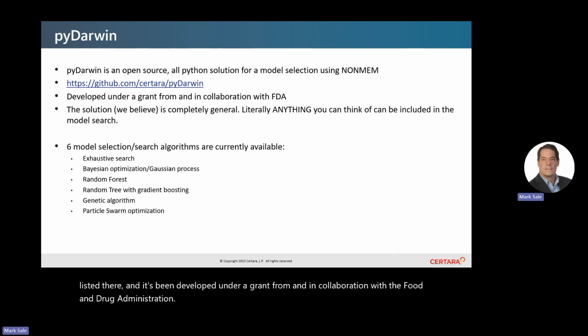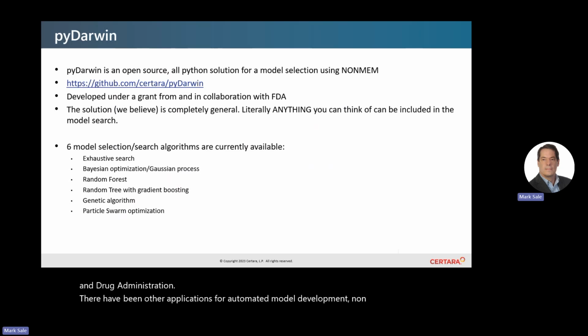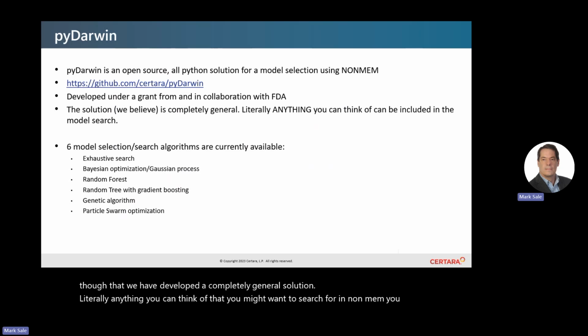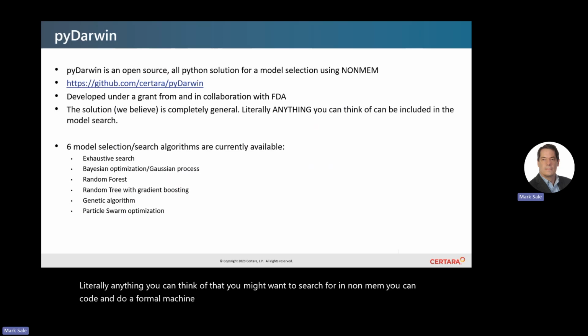There have been other applications for automated model development in NONMEM. We believe, though, that we have developed a completely general solution. Literally anything you can think of that you might want to search for in NONMEM, you can code and do a formal machine learning-based search using PyDarwin. There are currently 6 model selection search algorithms available. These include exhaustive search, Bayesian optimization or Gaussian process, random forest with gradient boosting, genetic algorithm, and particle swarm optimization.